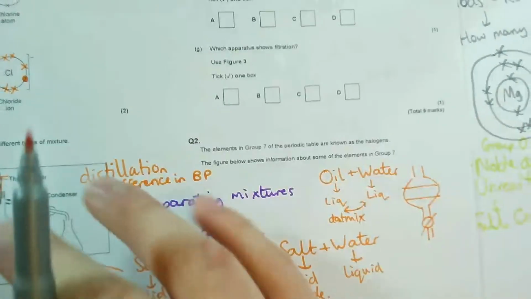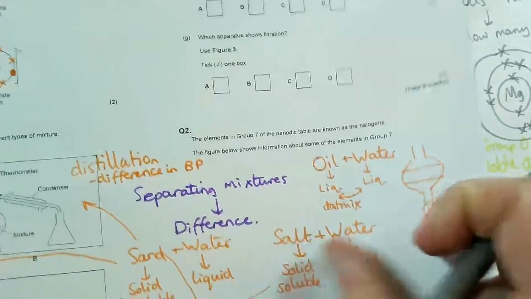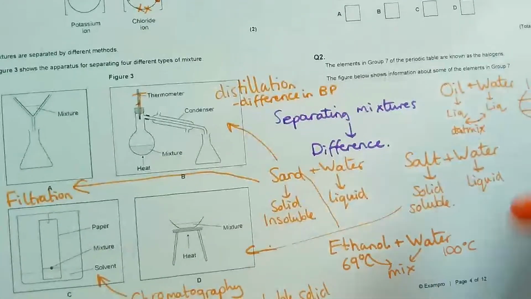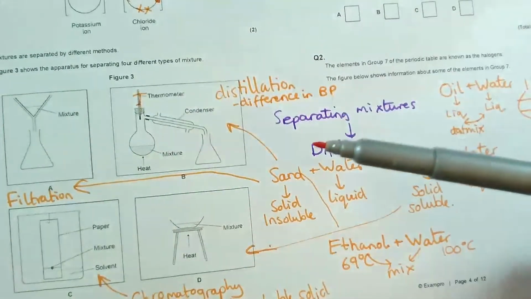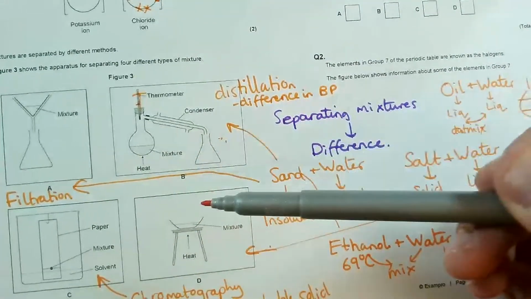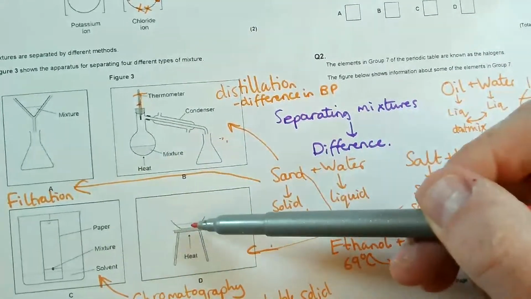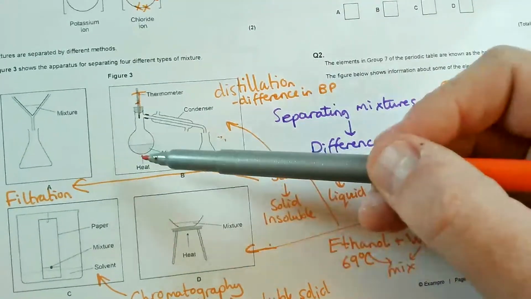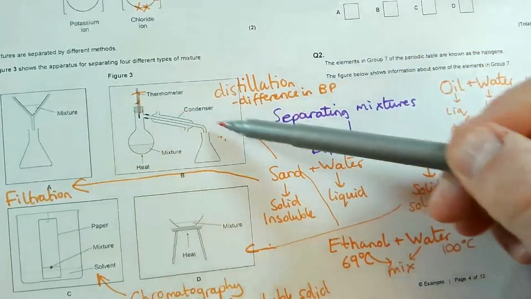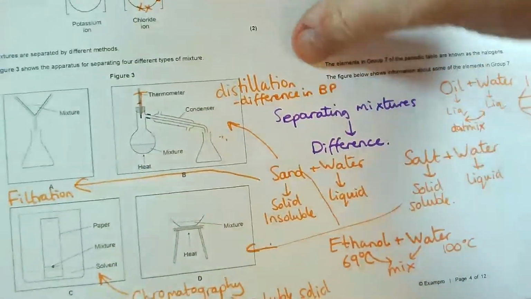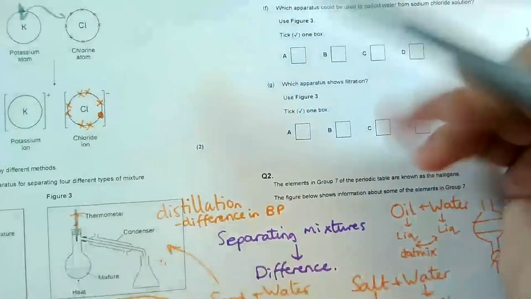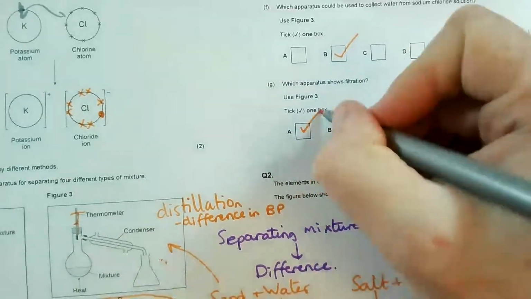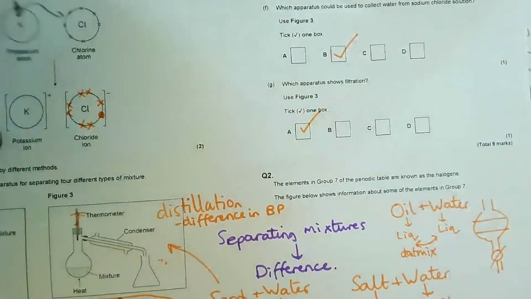Okay, so the question says, which apparatus could be used to collect water from sodium chloride solution? If I was wanting to collect the water, I'd use this one. Because here, the water's going to go away and I'm going to be left with the salt. But here, the salt's going to be left in here and the water's going to come over here. So that makes it B. And which one is filtration? Well, I've already spoken about that one. That one is A.